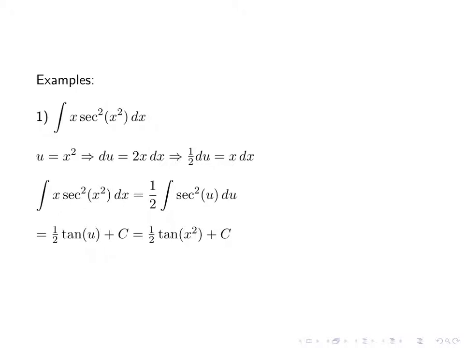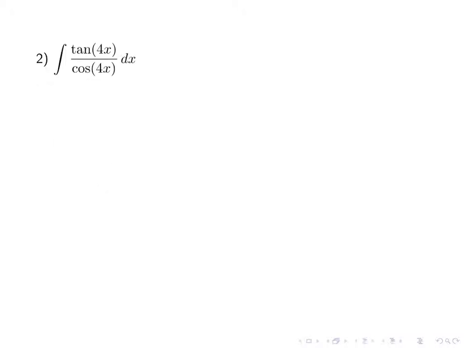Okay, so let's try another example. Here we have the integral of tangent of 4x divided by cosine of 4x dx. There are at least 2 different ways we can go about solving this one, so I'm going to show you both of them. The first way to do it is to notice that 1 over cosine of 4x is equal to secant of 4x by definition. So that changes our integral to the integral of secant 4x tangent 4x dx.